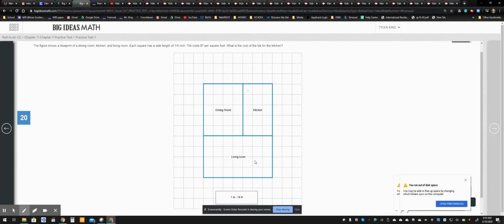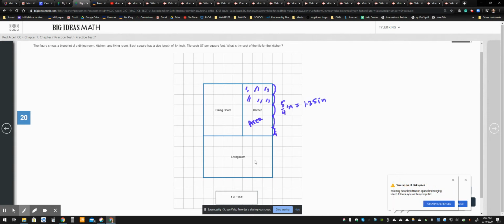Okay, so since we're talking about the cost of the tile for the kitchen, we're going to be tiling everything, which means we need to find the area of the kitchen. Looking at this, we know that each square has a length of 1/4 inch, so that's going to be 1/4, 1/2, 3/4, and then 4/4, and then 5/4. That's going to be 5/4 of an inch, or 1.25 inches.